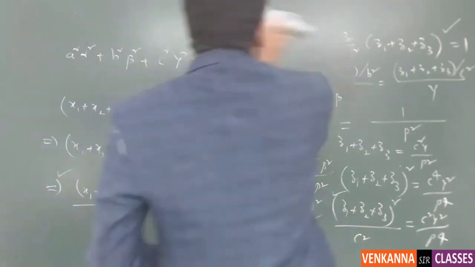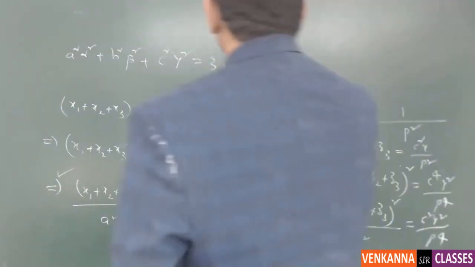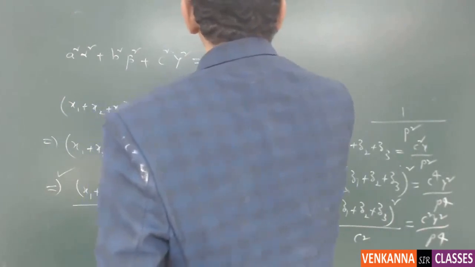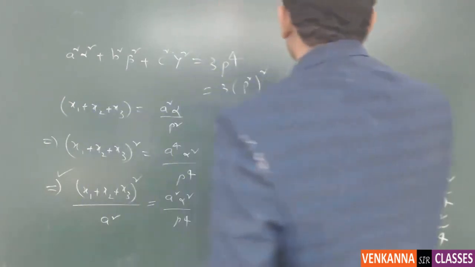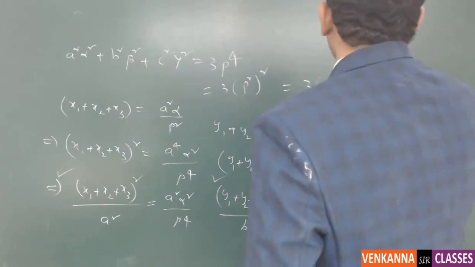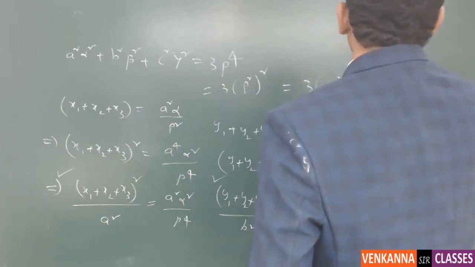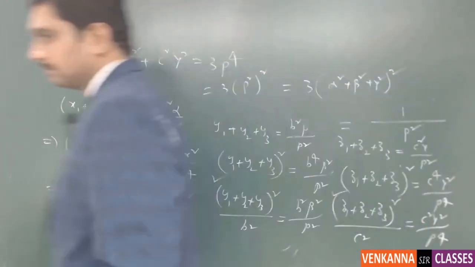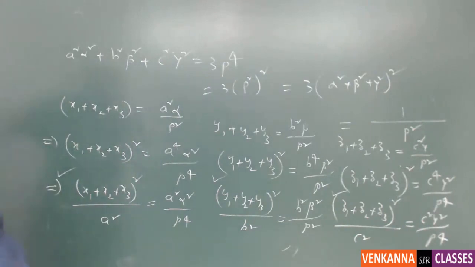So this is nothing but 3 into p square whole square. So nothing but 3 into alpha square plus beta square plus gamma square whole square. That's it. So x, y, z or alpha, beta, gamma, the point is satisfying that locus. There is a solution we got, as far as the problem locus is concerned. Is it clear for everyone?